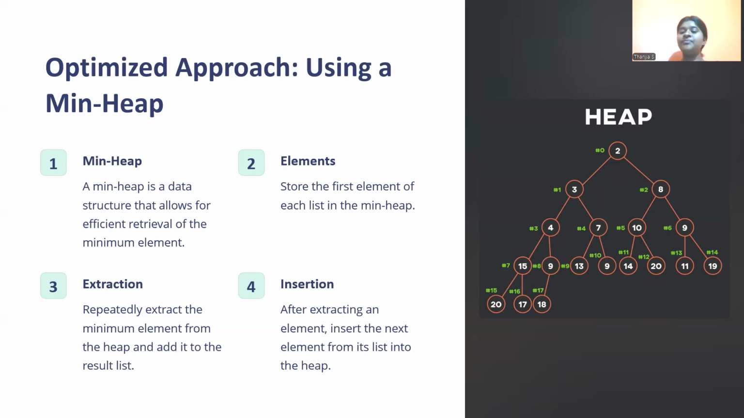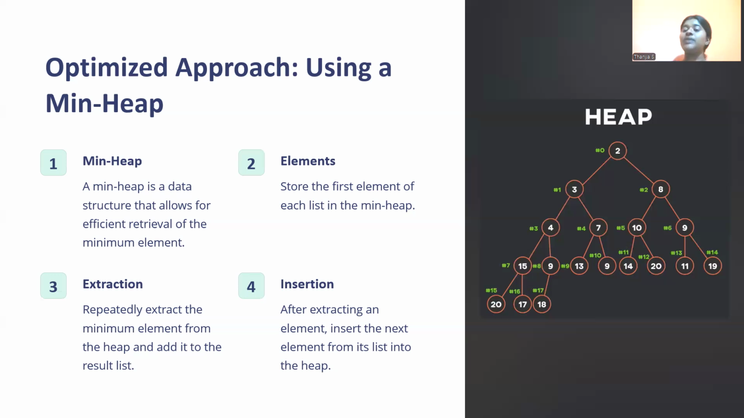There is an example here with the numbers 2, 3, 4, 5, 2, 3, 4, 7, 8, 9, 10, 15, 9, 13, 9, 14, 20, 11, 19, 20, 17, and 18. According to the min heap, they have constructed the tree where 2 is at the top. As subtrees of 2, there are 3 and 8. For 3, 4 and 7 are the subtrees, for 4, 15 and 9 are the subtrees, and for 7, 13 and 9 are the subtrees. For 15, 20 and 17 are the subtrees, and for 9, 18 is the subtree.